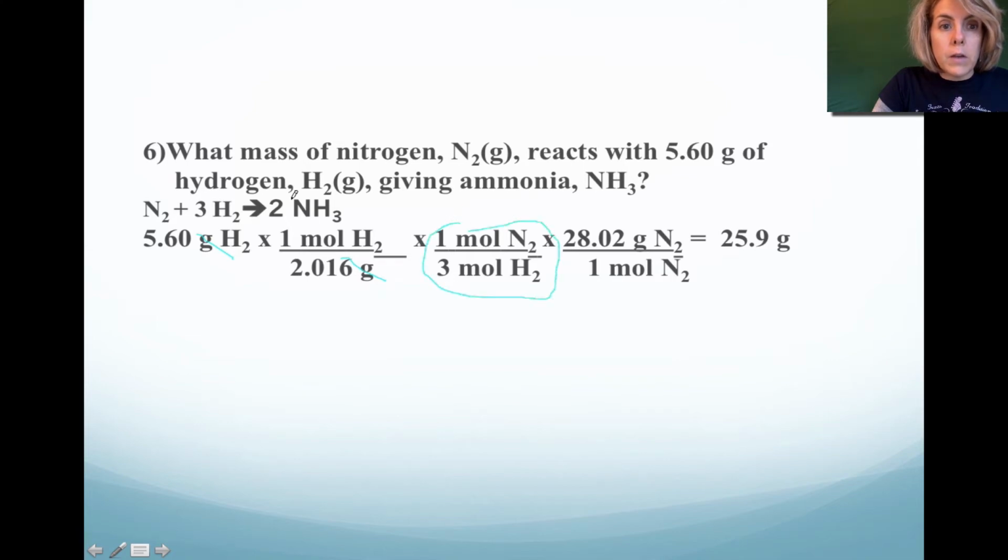So here is an understood 1 in front of nitrogen, and then 3 moles in front of hydrogen. Notice that the desired moles is on top. The one we're trying to cancel out is on the bottom. But we're not done. That would convert it to moles of nitrogen. We want mass of nitrogen. So notice that we multiply it by the molar mass of nitrogen, and it's N2. Okay, don't do it just by 1 nitrogen. And that gives us mass of nitrogen.